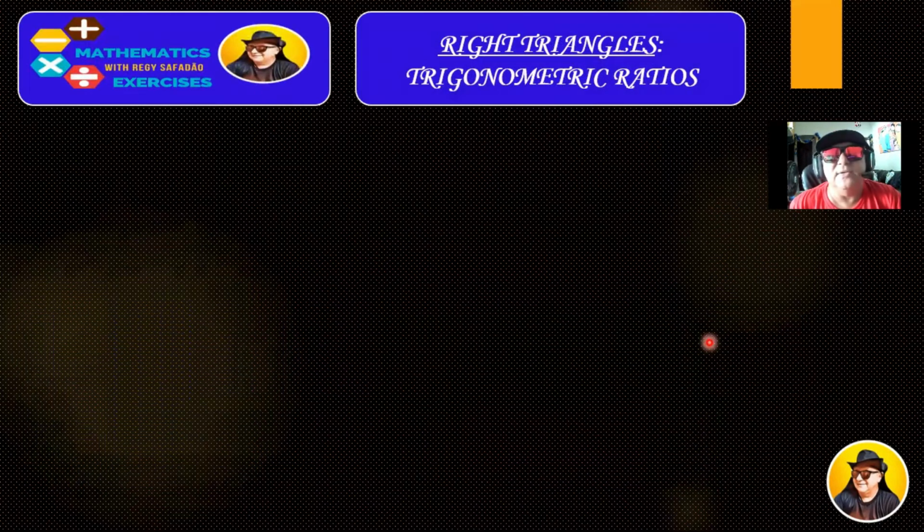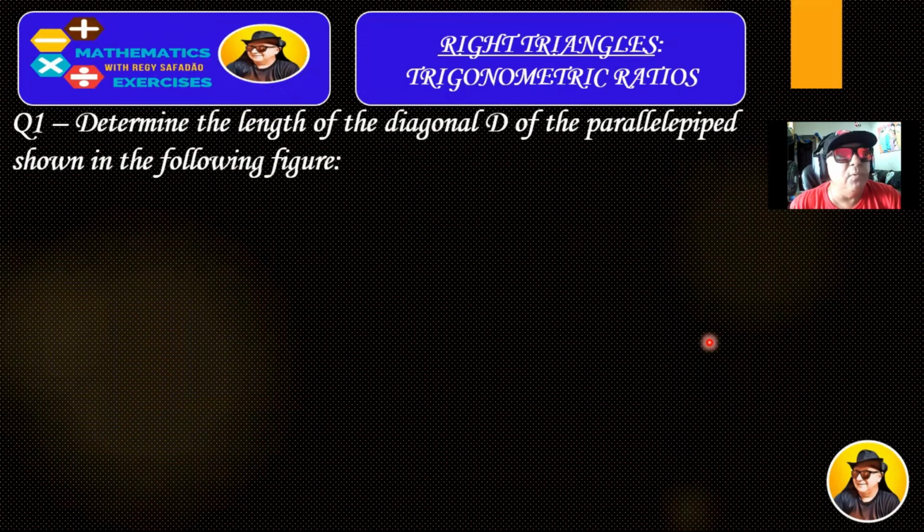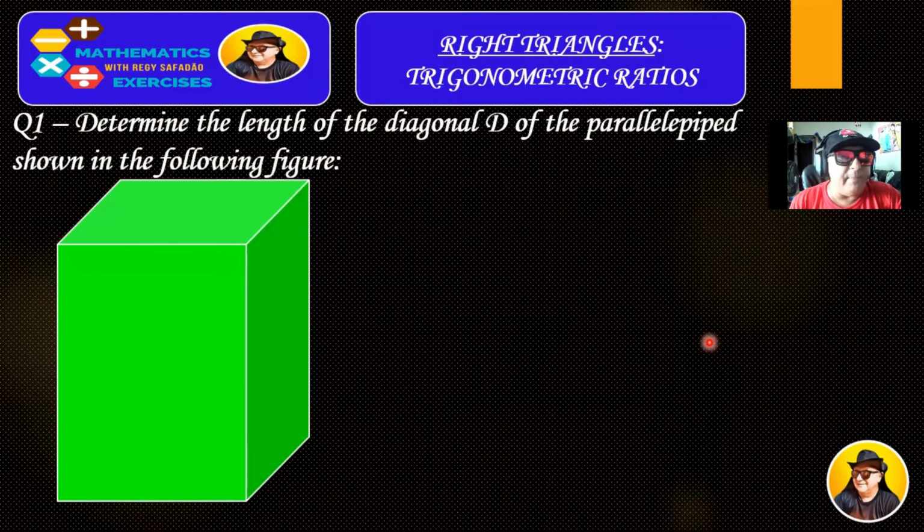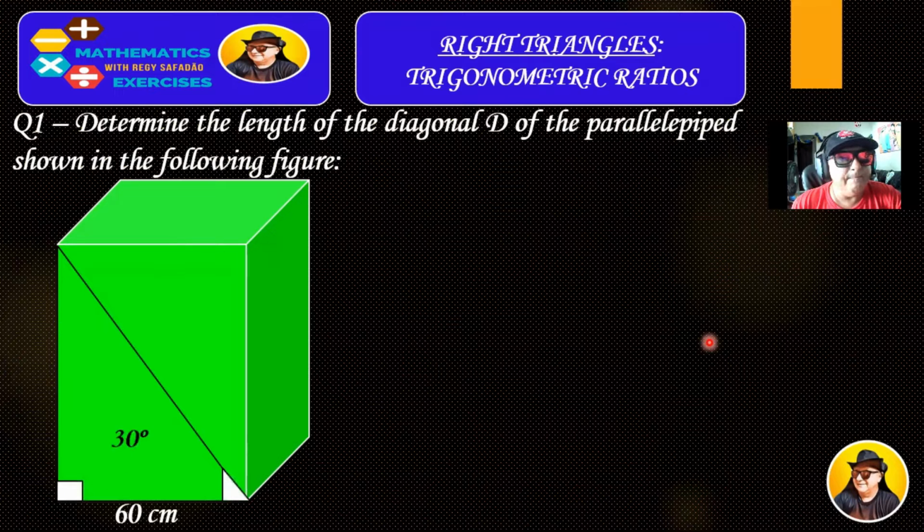Now, let's do some exercises, okay? See, question number 1. We have some word problems here. Determine the length of the diagonal D of the parallelepiped shown in the following figure. So we have a figure of a parallelepiped here. And this side of the parallelepiped is 60 centimeters and the diagonal is D. Okay, pay attention. Here is the right angle. So D is the hypotenuse.